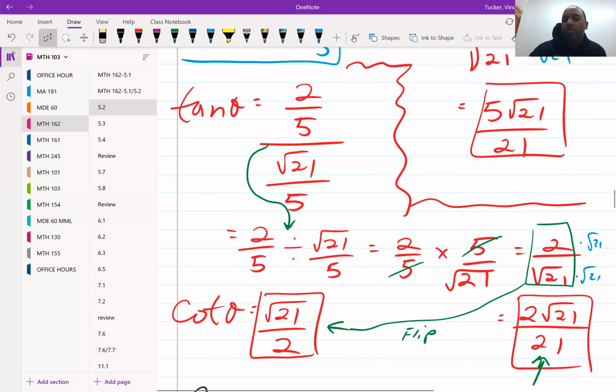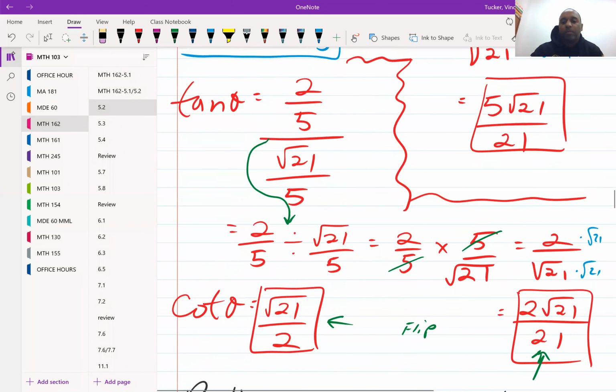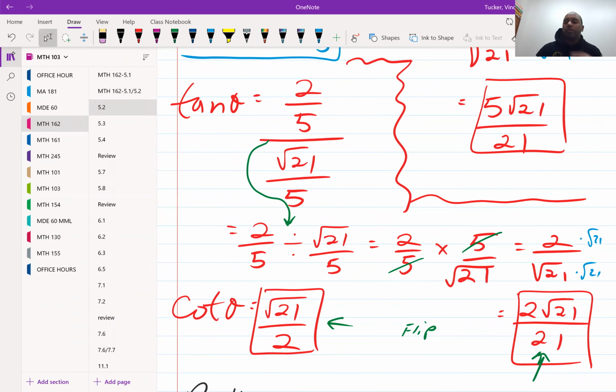Just giving you the walkthrough of what we're doing. And so I have 2 over the square root of 21. And to rationalize that, multiply top and bottom by the square root of 21. And that would be 2 square root of 21 over 21. All right. So that's tangent.